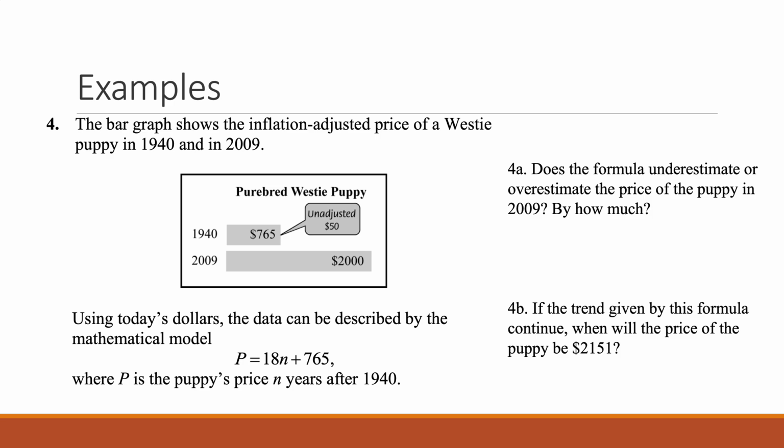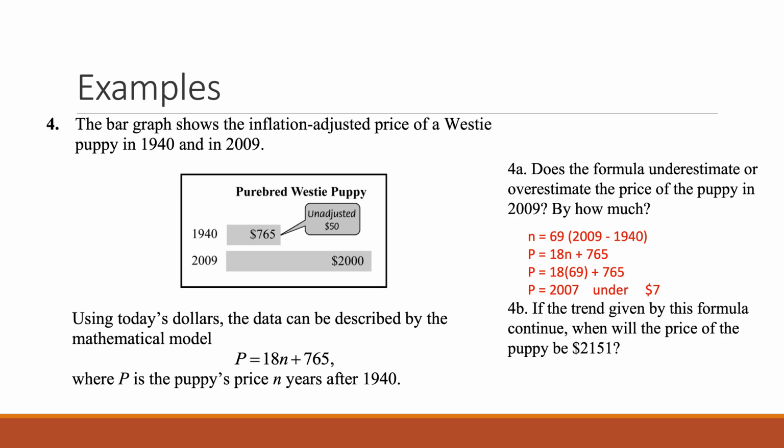So what you want to do here is, they're spending $2,000 for a puppy. Okay, so you want to plug in the 2,000 and see what you get as your solution. So according to them, N should equal 69, which would be 2009 minus 1940, because that's the number of years since 1940. And the price should be 18N plus 765. Since the number of years is 69, 18 times 69 plus 765 is $2,007. So it's a slight underestimate by about $7.